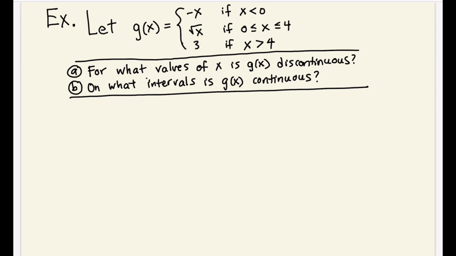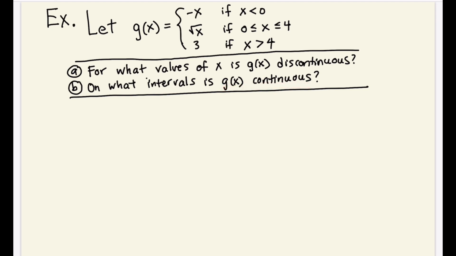The two questions we want to answer: first of all, for which values of x is g of x discontinuous? That would be a value of x such that g of x is defined near x, but there's a discontinuity at x, or it's not continuous, I should say, at x. B, we just want to list the intervals on which g of x is continuous.